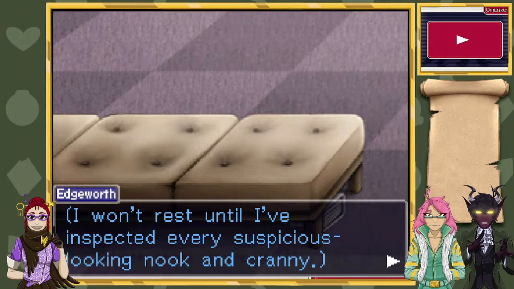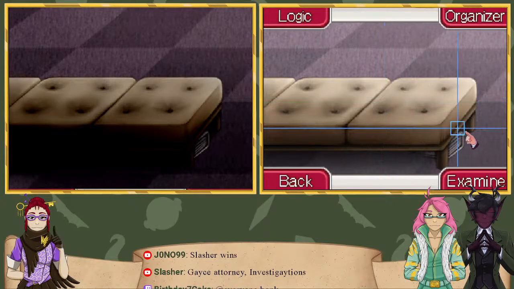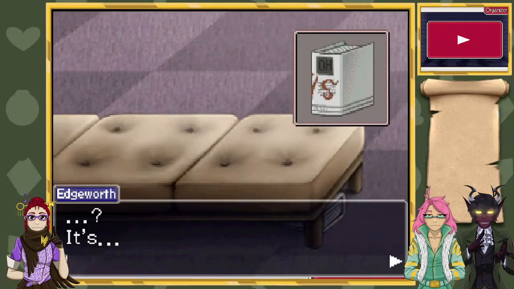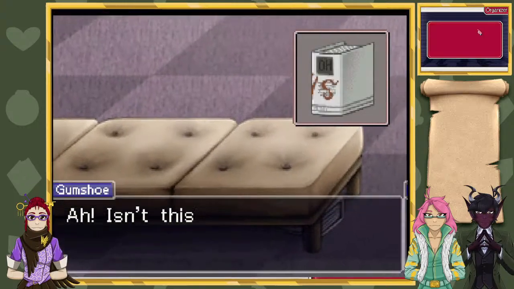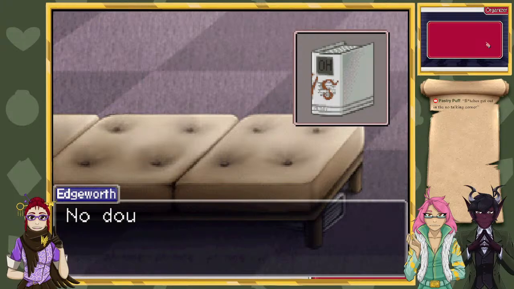Ooh. I won't rest until I've inspected every suspicious-looking nook and cranny before I talked to Winston Payne. Mm-hmm. Well, clearly this was more important, because... Hello! It's... Nope. Isn't that the... Nope, nope. That's Gumshoe. Isn't that the... If only there were labels with names of who's speaking! Now, you can tell that was intentional, because I kept going. Yeah, after backing up and keeping going.